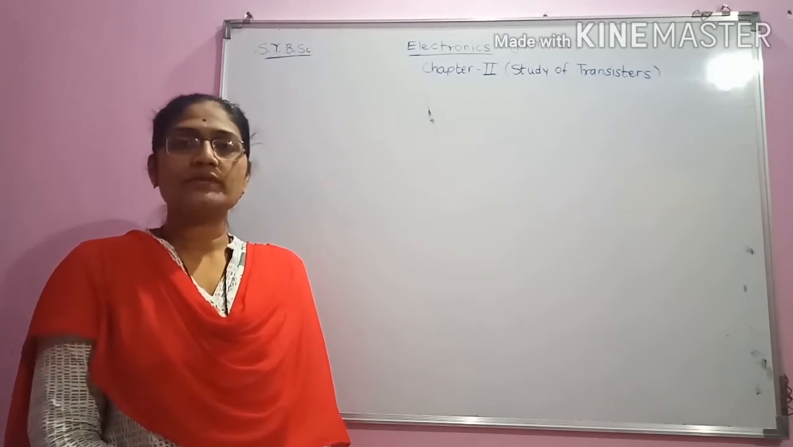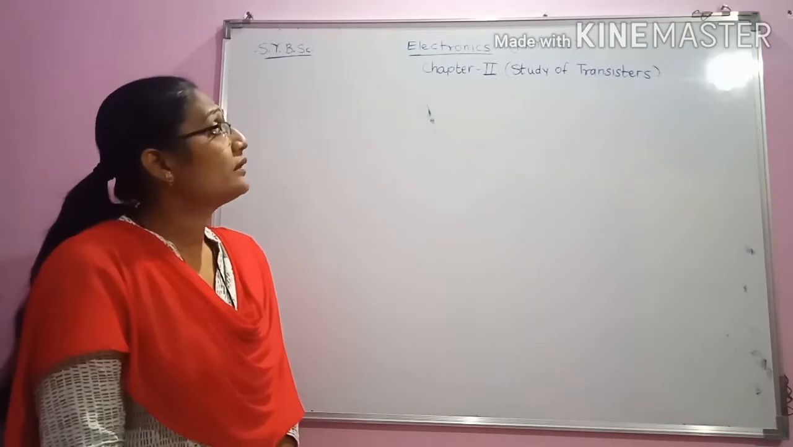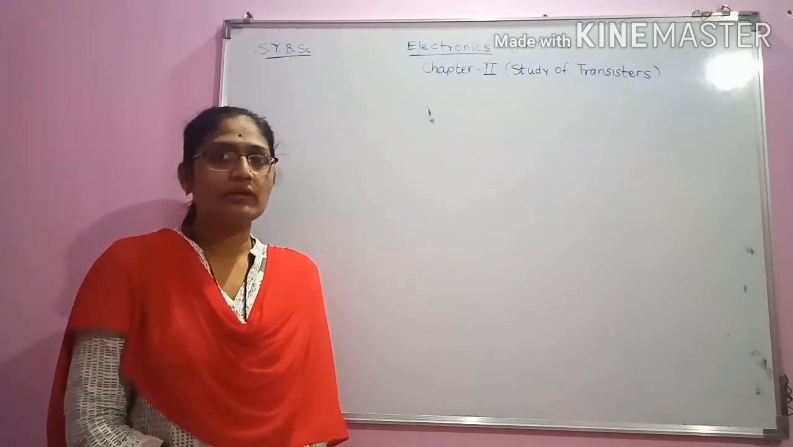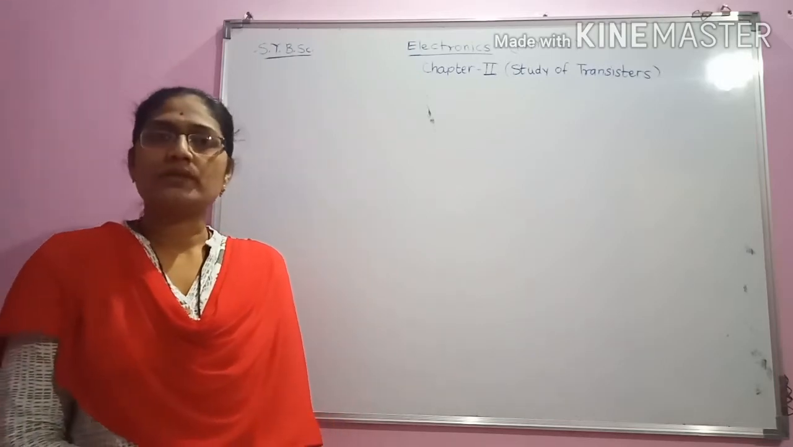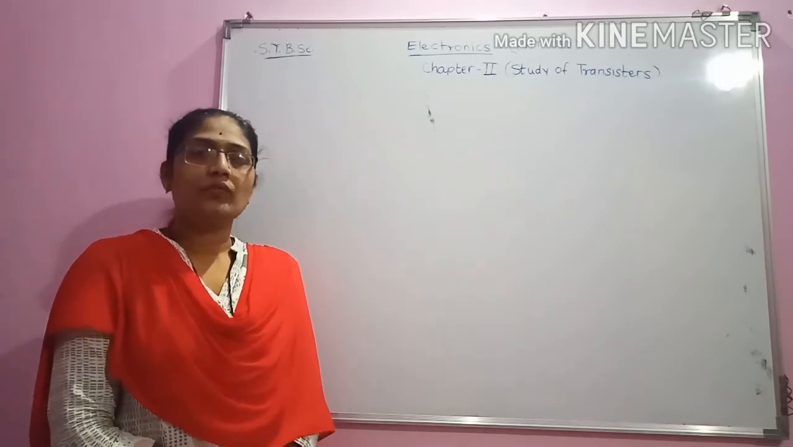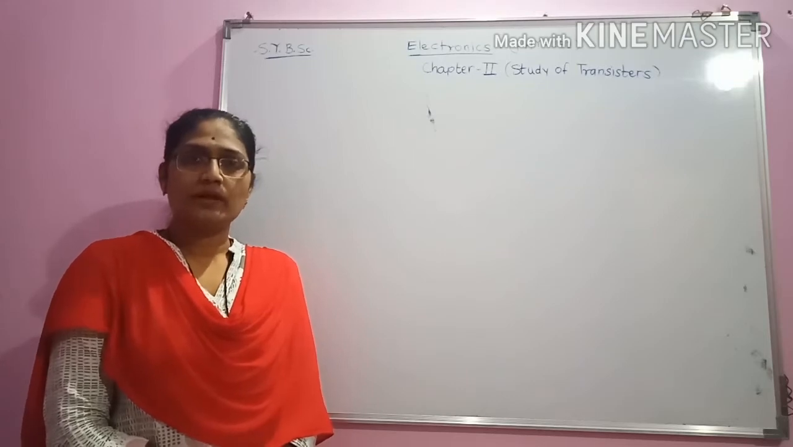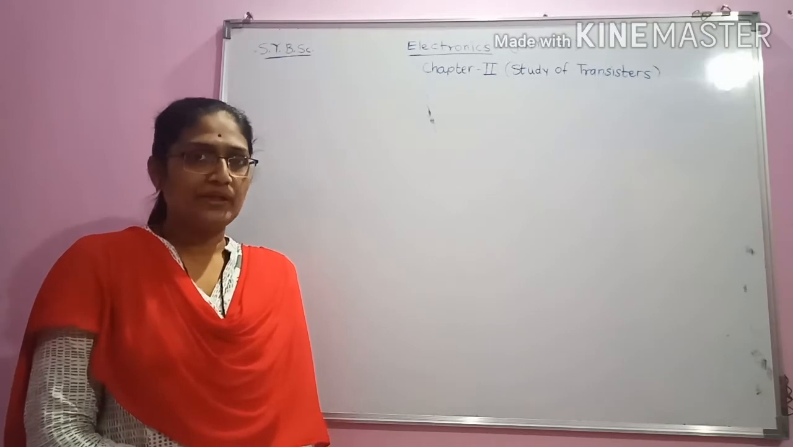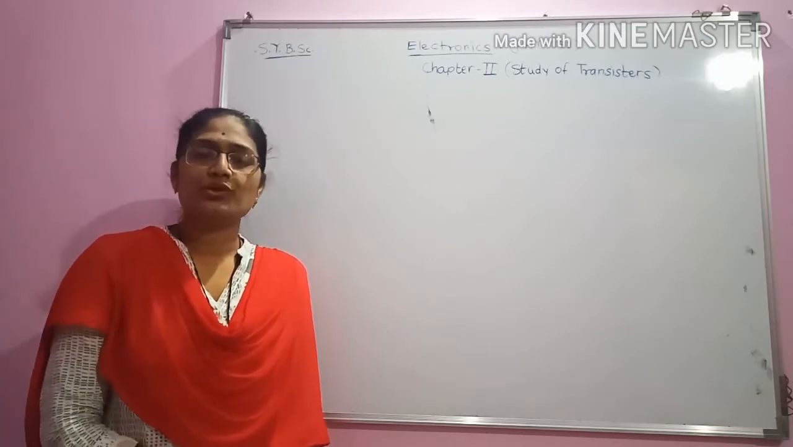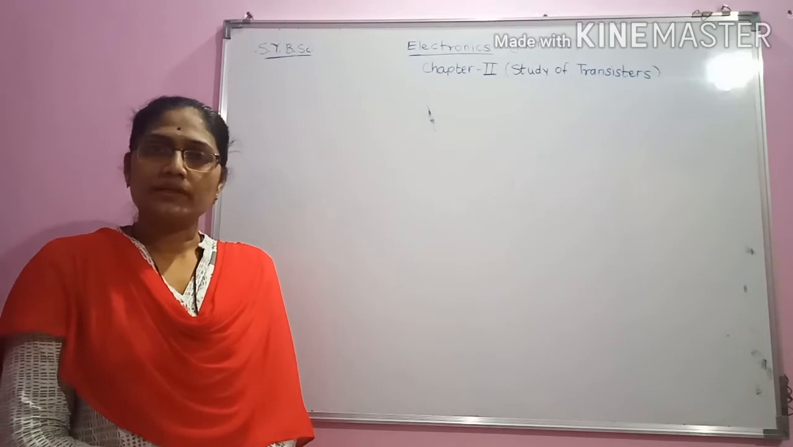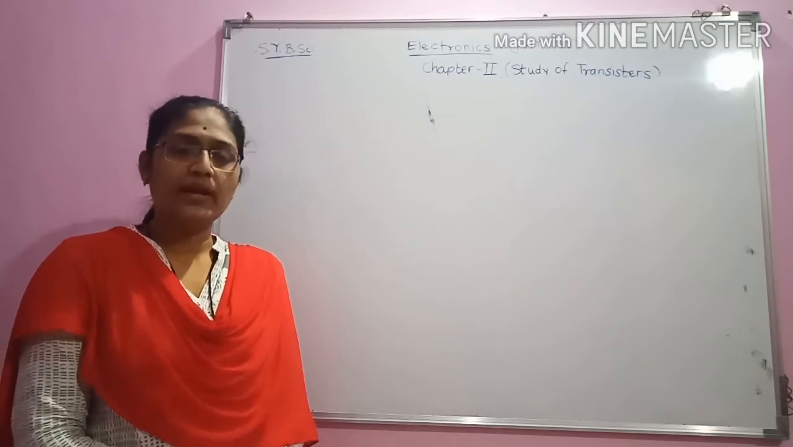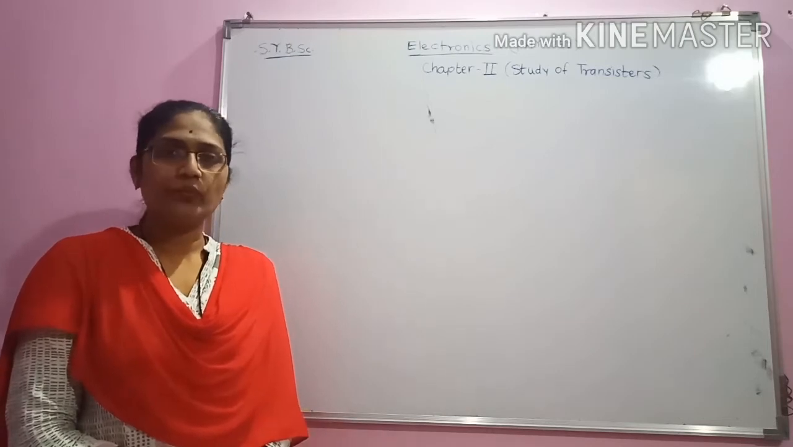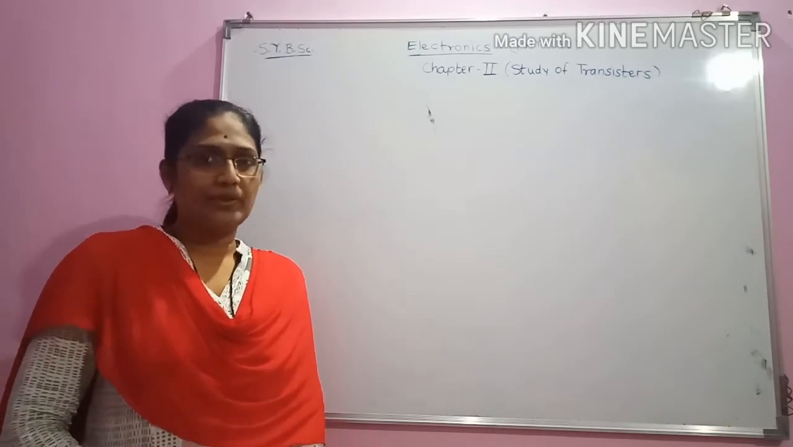We have started our second chapter, that is the study of transistors, related to the SYBSc electronics subject, and we have covered what a transistor is and what the construction of a transistor is. In that we have seen the construction of the NPN transistor and the PNP transistor. In today's lecture we will see what the circuit symbol of the NPN and PNP transistor is and what the operating principle of the NPN and PNP transistor is.